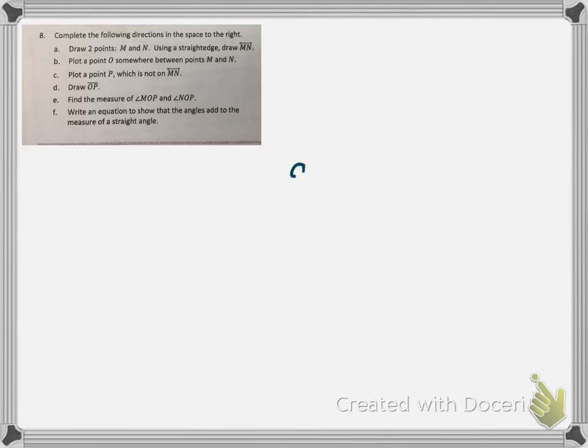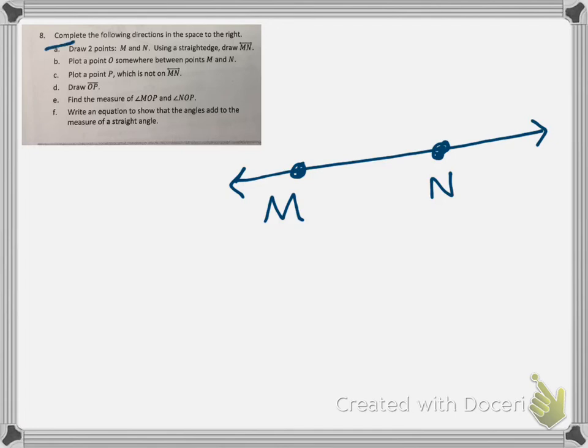So let's do M, N, and line MN, it is going to have arrows. Line MN. A is done. I'm going to cross off A. Done. All right, letter B.